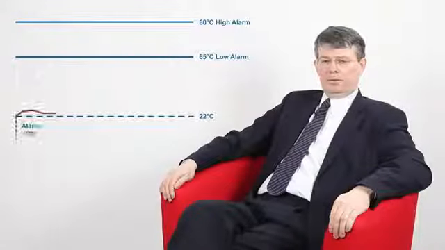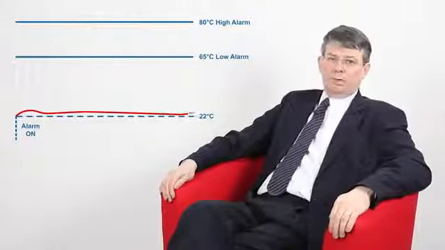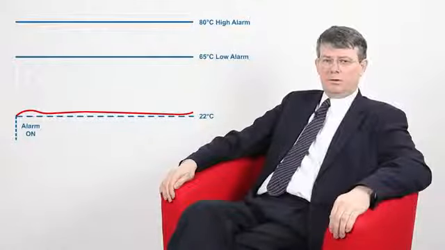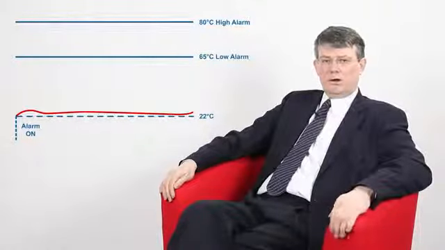But imagine now you started your process not from 75 degrees, but from 22 degrees, ambient room temperature. Immediately, your low alarm would activate and perhaps shut your process down. You'd never have the chance to get going. This is where the Alarm Inhibit comes in.